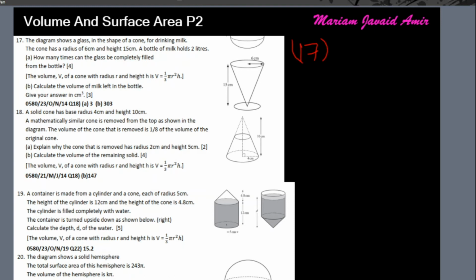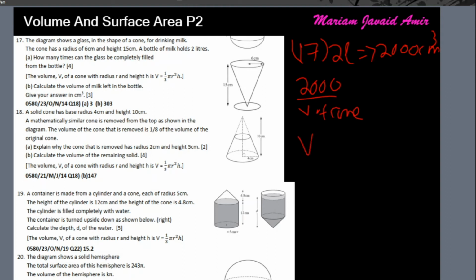which is the diagram shows a glass in the shape of a cone for drinking milk. The cone has a radius 6 centimeter and height 15 centimeter. A bottle of milk holds 2 liters. How many times can the glass be completely filled from the bottle? So we will be dividing 2 liters, or 2 liters is 2000 centimeter cube. So divide 2000 with volume of glass, which is volume of cone.